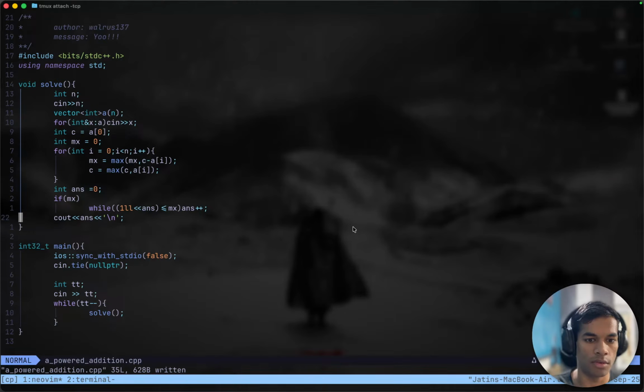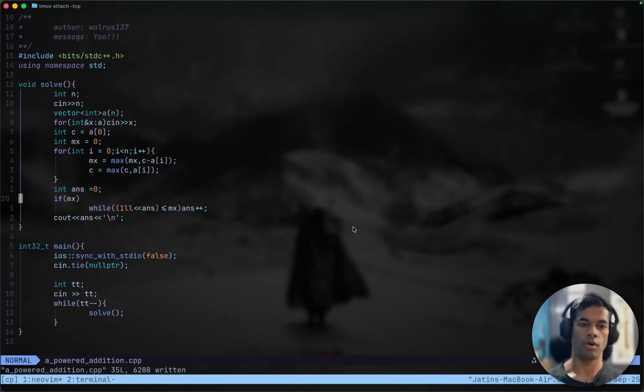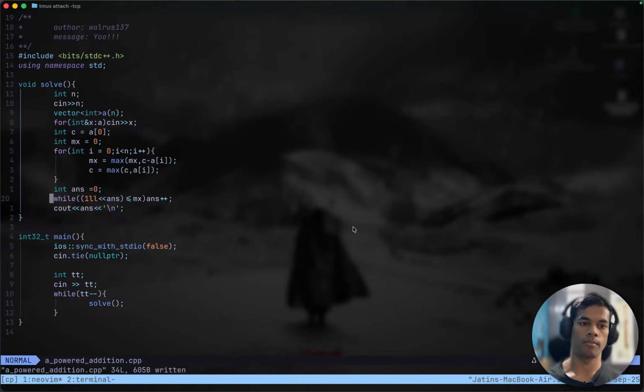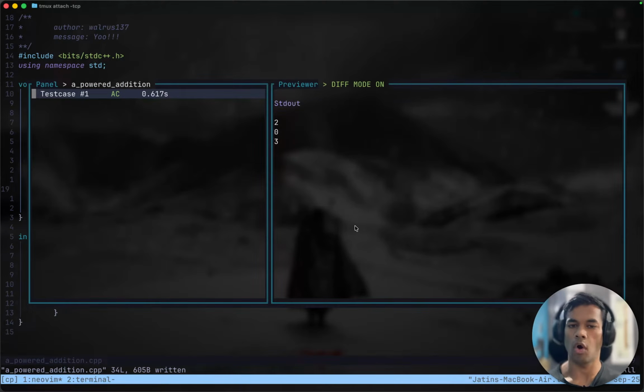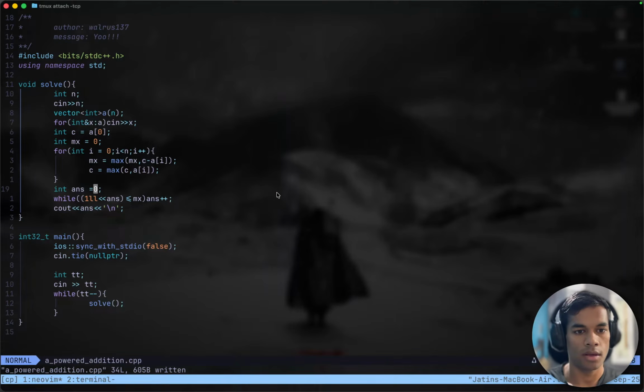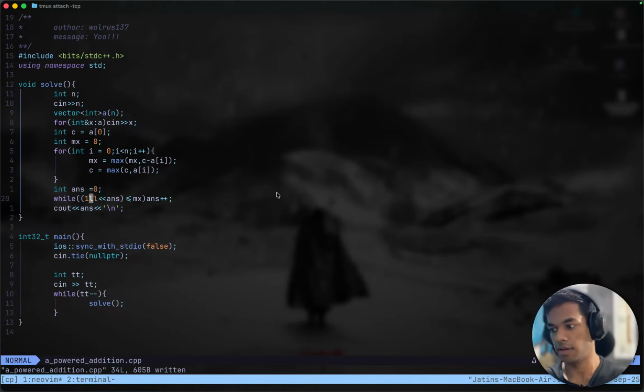Answer equals 0, 0 seconds. I think I don't need to check for this. Mx is how much I need to add. It might be 0 or it might be something else. Yes, if I do not check this, this will give wrong answer in the second test case. Why is this right? Okay. We must have done answer plus plus because mx is 0, and if we left shift 1, yes, it is already big enough.